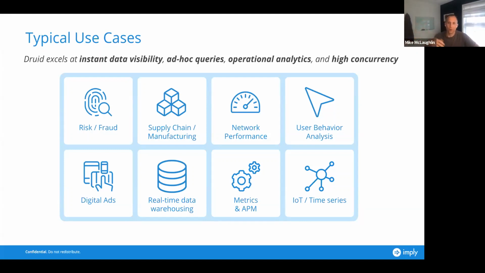The next one, the network performance use case. If you've read any blogs about Druid, you've probably seen a couple about network performance. Think of this as the typical network flows, data coming in from routers and switches and so on. That data lends itself really well to the Druid use case. As you can imagine, you typically need the latency to be very small to be able to do analytics on that.